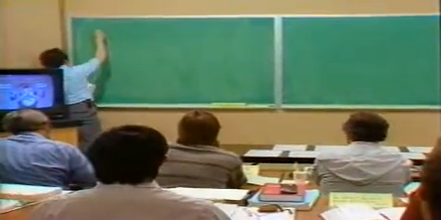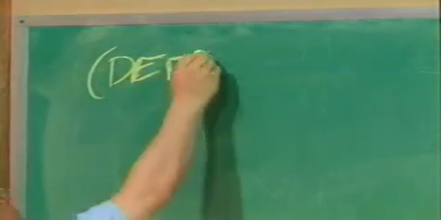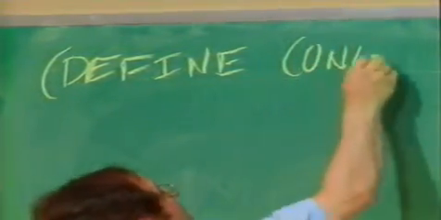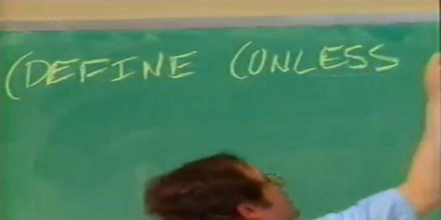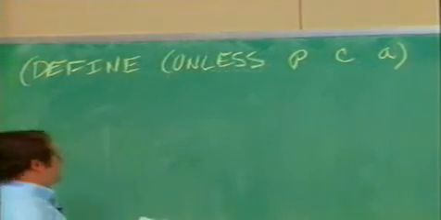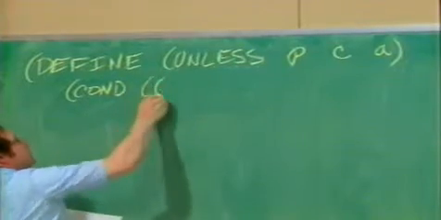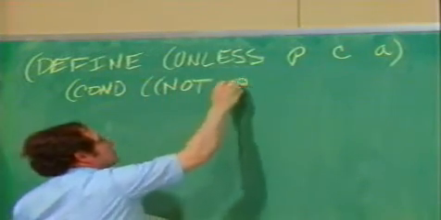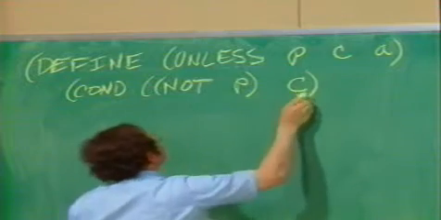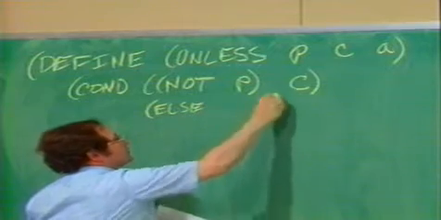So for example, supposing I wish to be able to define something like the reverse of if, in terms of if. Call it unless. Unless takes a predicate, a consequent, and an alternative. And what I'd like to be able to do is say, or I'll do it in terms of cond: cond, if not the predicate, then take the consequent. Otherwise, take the alternative.